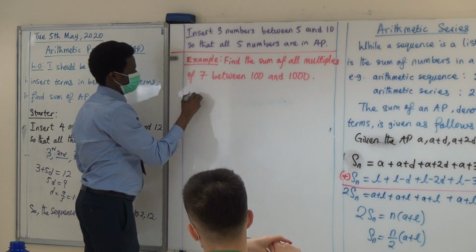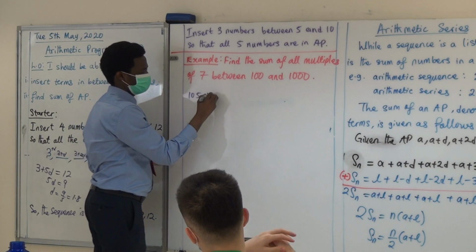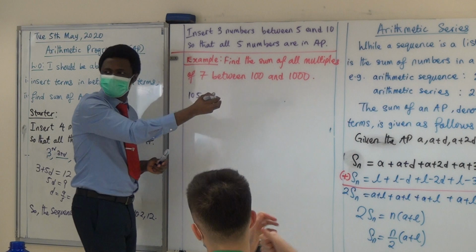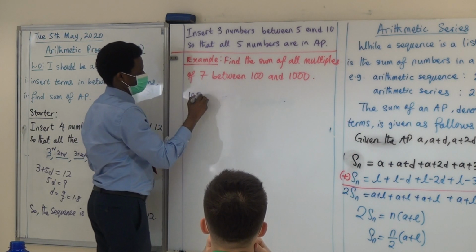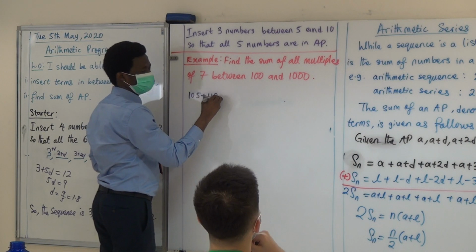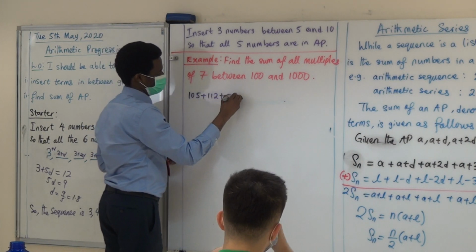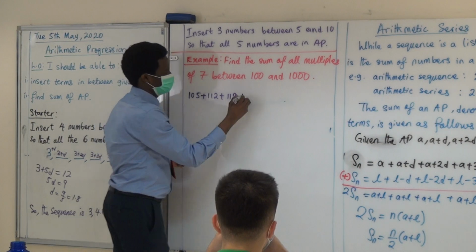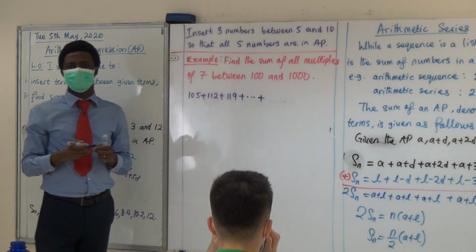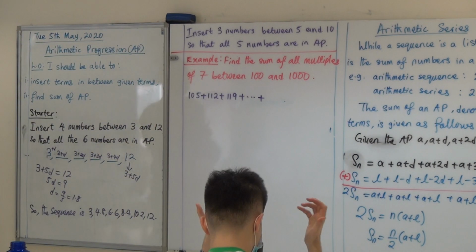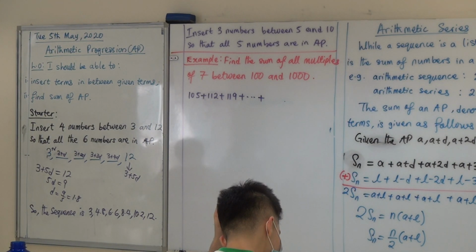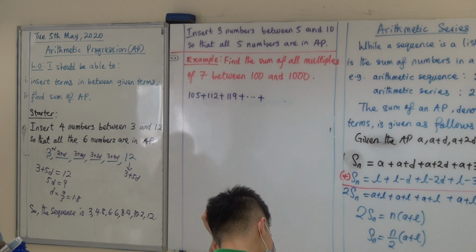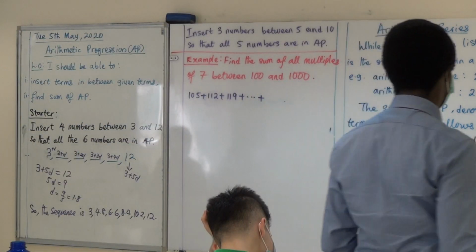So that would be 105, 112, because it's going to be plus 7, right? 119. So actually, I can write it in the form of a series. Plus 112, yeah? Plus 119. I don't need to write too much. Find the last one. Before 1000, check the last one. So just divide 1000 by 7. Then move a step backward, 999 divided by 7. Move a step backward, 998 divided by 7. 994. Confirm that, please.